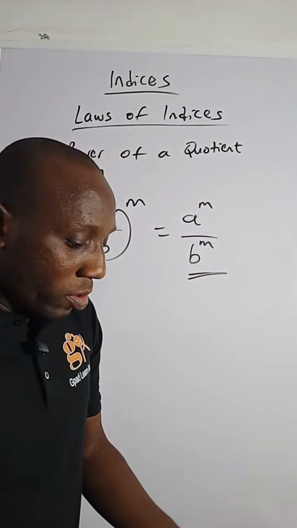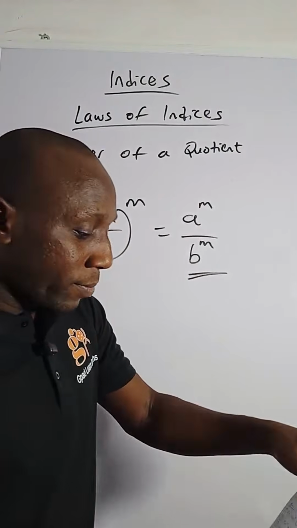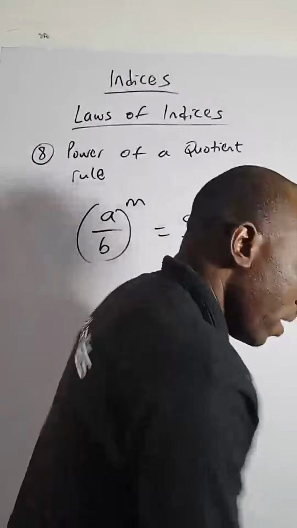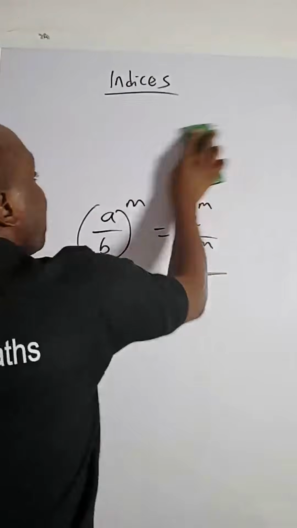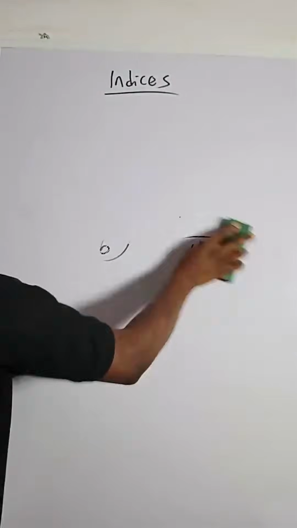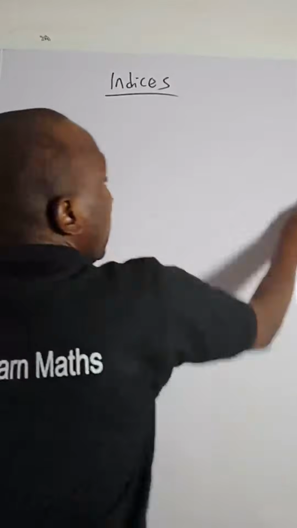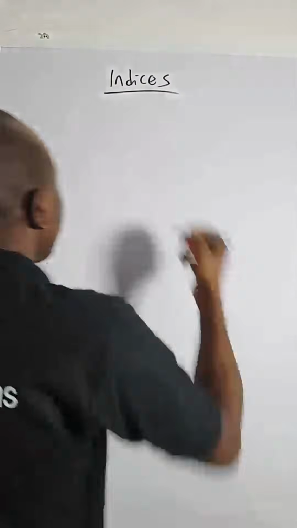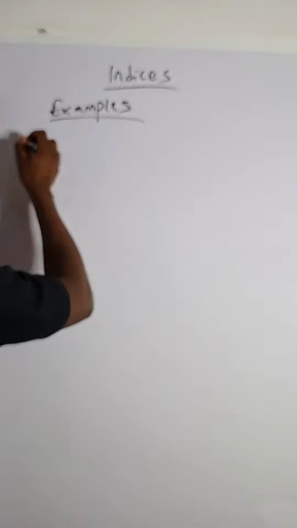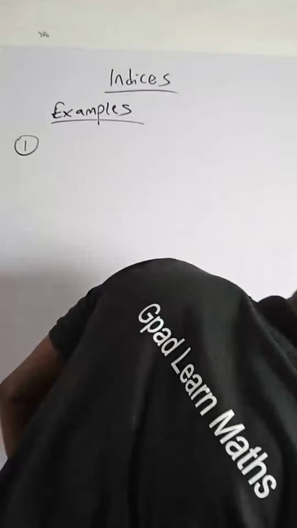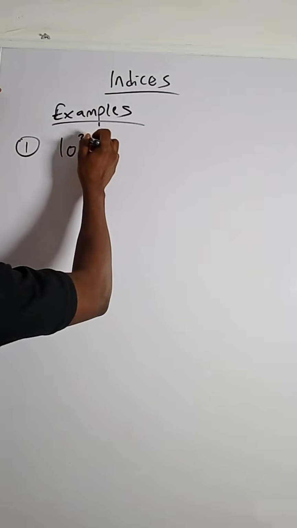We now want to look at some problems on indices. So I think we're done with all of this. The laws of indices, we're done with that. Okay, interesting part. So examples. Number one. Of course, we'll start from the very basic ones.